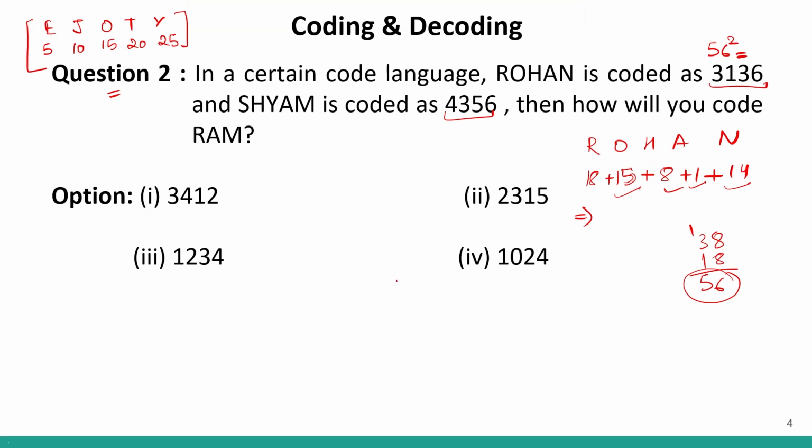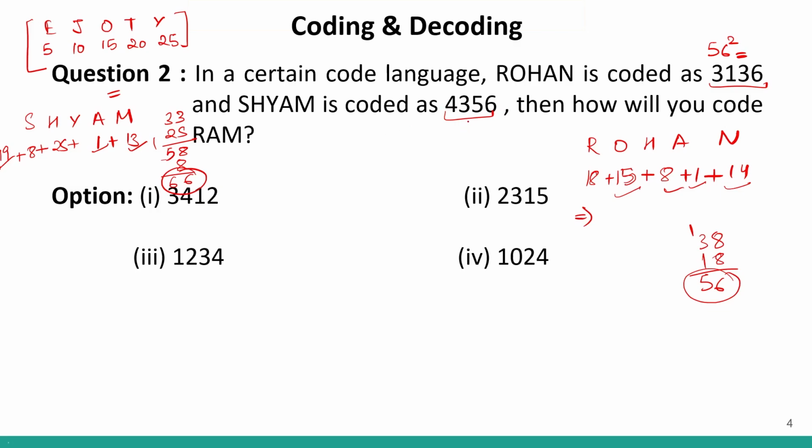Now let us do the same thing for Shyam. For Shyam, the forward ranks I'm putting: this is 1, this is 13, this is 25. H is 8 and S is 19. Correct? These are your forward ranks. So if I add these, 19 plus 1 will give me 20. 20 plus 13 will give me 33. 33 plus 25 will give me 58, and 58 plus 8 will give me 66.